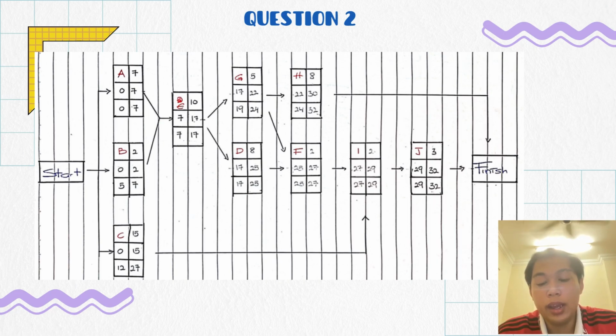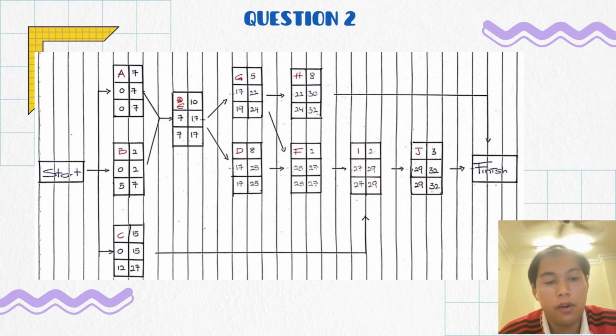We go from behind. For J, we use LF 32, and to get LS we minus the time: 32 minus 3 equals 29. So J gets LS 29. For I, we use 29 from J as LF, so we get LS 27, and F we get 25.